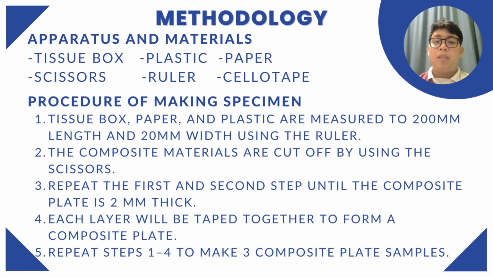Next, the apparatus and materials are tissue box, plastic, paper, scissors, ruler, and sellotape. Next, the procedure of making the specimen. First, the tissue box, paper, and plastic are measured to 200 mm length and 20 mm width using the ruler. Second, the composite materials are cut using the scissors.